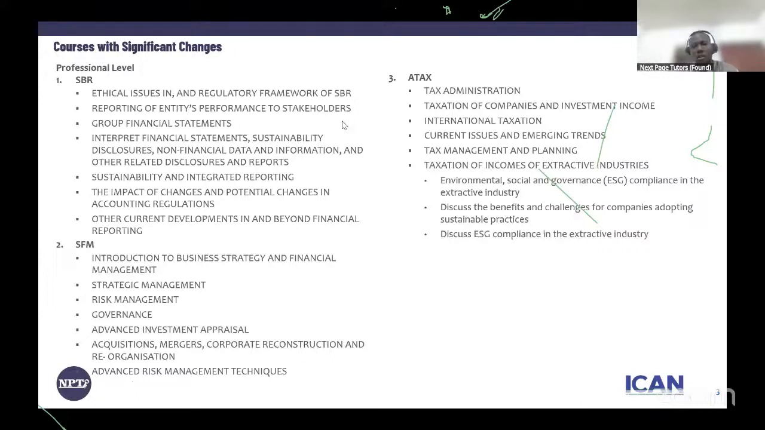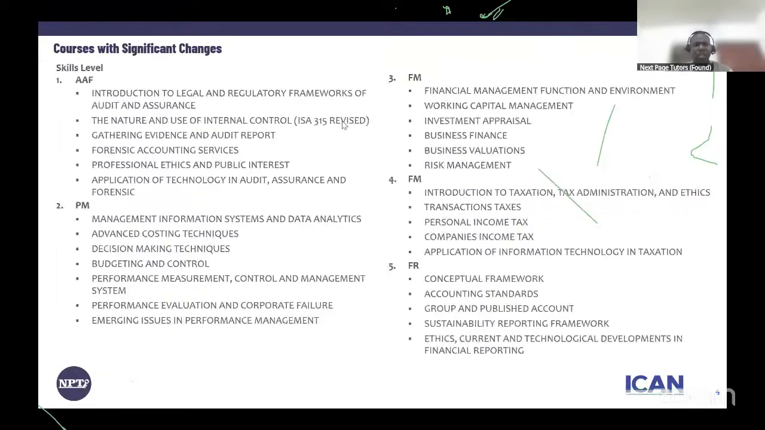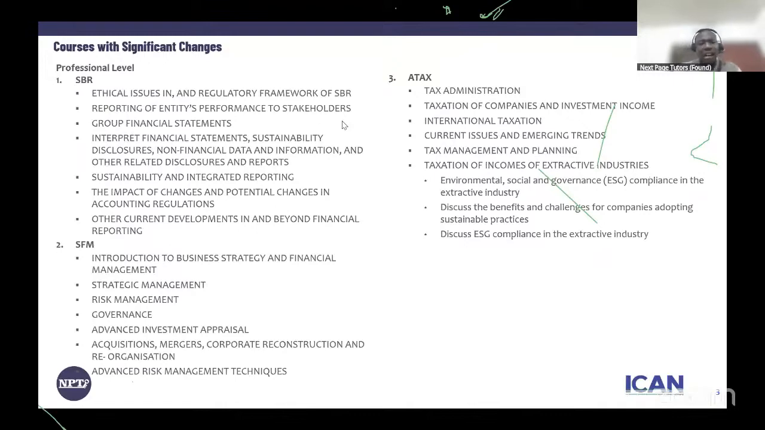But it is our duty to walk you through those changes, what it is now and what it should be by January next year, right? So that is the reason why we also have this year as courses with significant changes, because some tax rates and all will be changing, obviously, very soon. All right, that's for professional level.